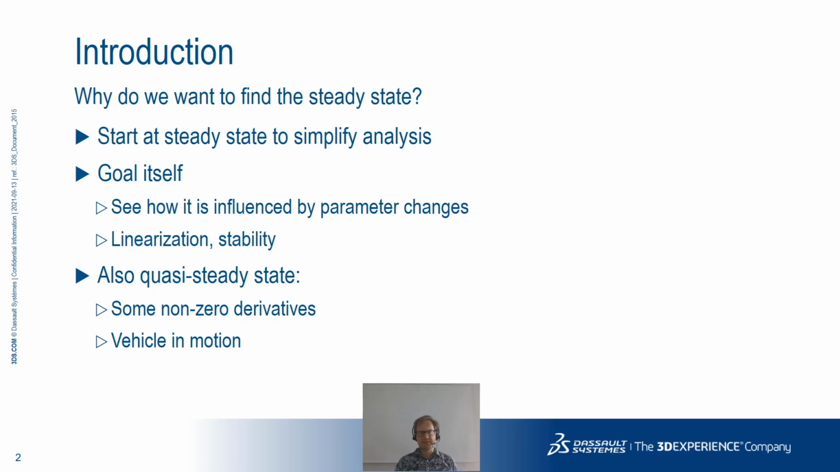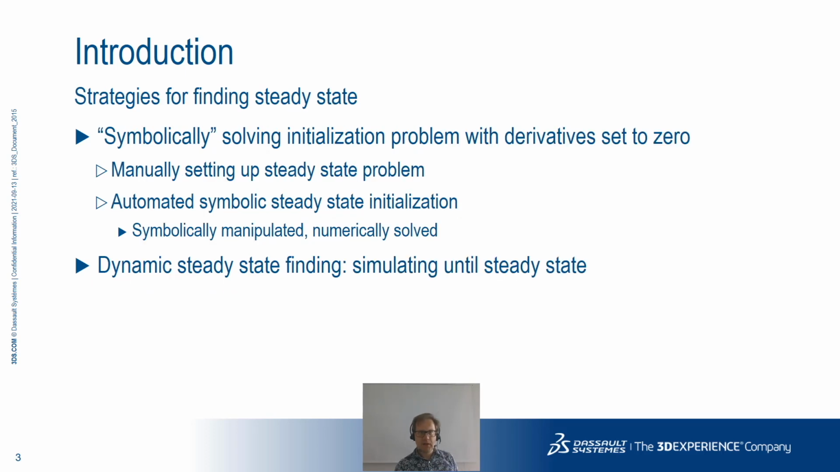Why do we want to find steady state? The first thing is that we start at steady state to simplify analysis, or it can also be a goal in itself, so we can see what the steady state is and how it's influenced by parameter changes, and then we can linearize around the steady state and investigate stability. And it's also interesting for quasi steady state, where some derivatives are non-zero, like a vehicle in motion.